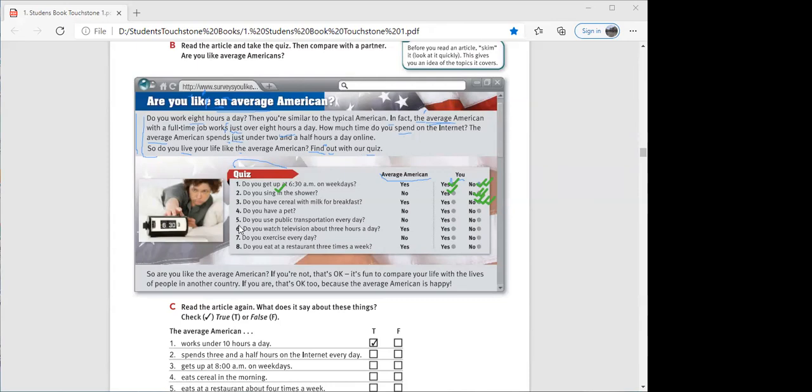Number 4. Lupita, can you read number 4, please? Do you have a pet? No. Katy? Yes, I have. You have a pet? A dog or a cat? A dog. Flor? Yes. A dog or a cat? Dog. Oh, nice.